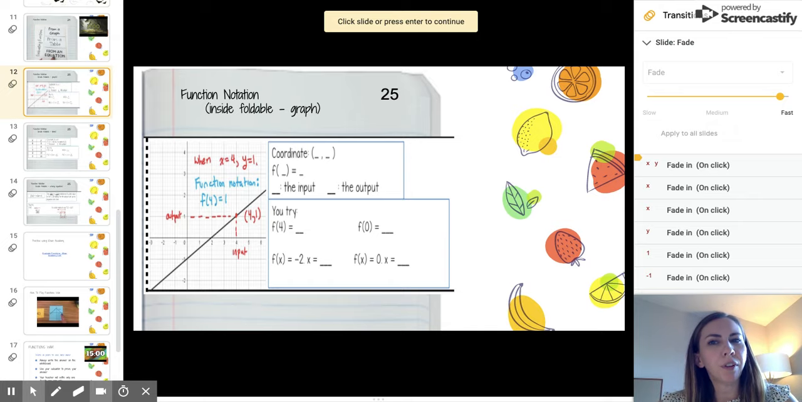We'll be looking at a few different ways to use function notation today. And the first way we're going to do that is by looking at a graph. So on your foldable, you should have this and you'll be writing as I go through these.